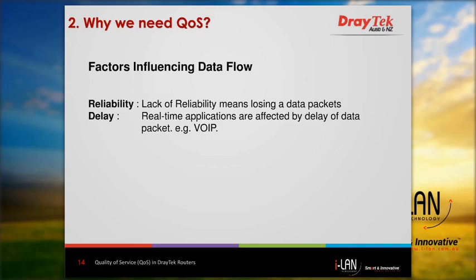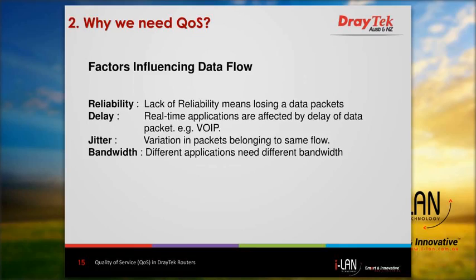And the next item was delay in data flow. It'll be noticeable for real-time applications such as VoIP. And then we got the other factors which influence data flow, which are jitter, which is a variation of the packets belonging to the same data flow, and the bandwidth requirements. Some applications may need more bandwidth than others. So for example, a video stream will require much higher bandwidth than a web page. And insufficient bandwidth for a video stream usually results in buffering and the stop-start video stream, which can be disruptive.